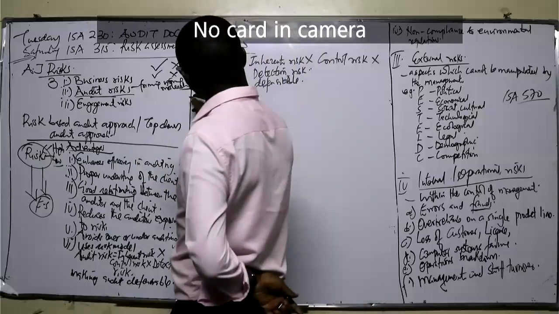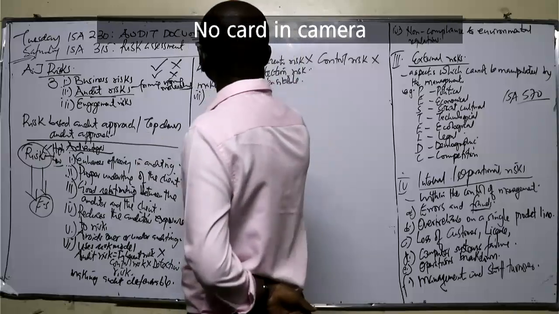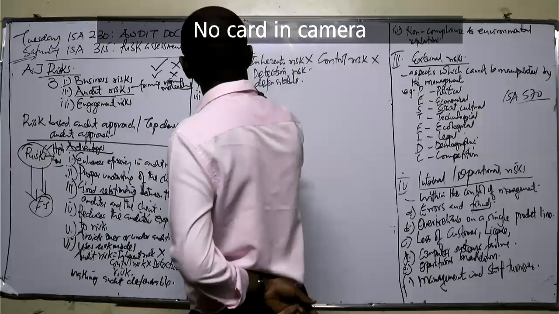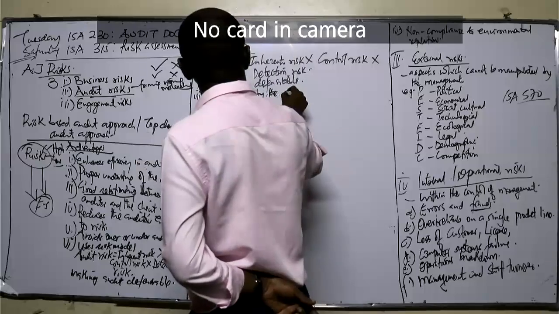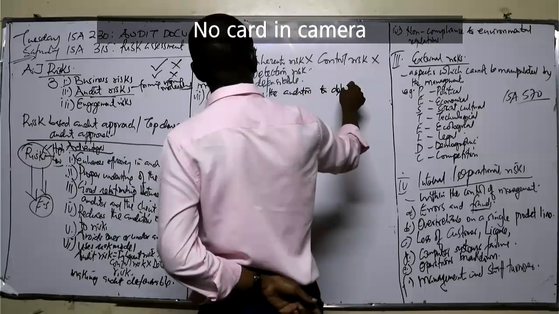Roman number 7, the one I can recall, or that you can say, can be used by the auditors to defend themselves.